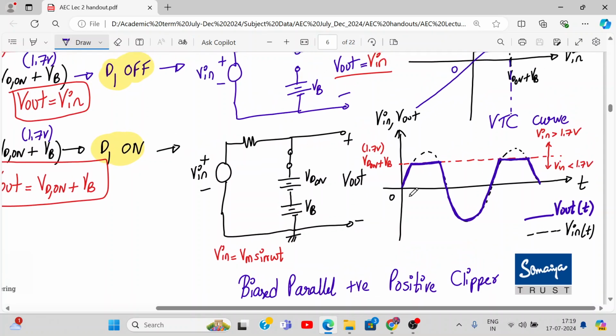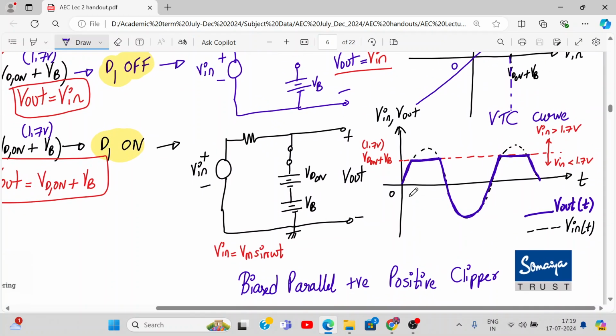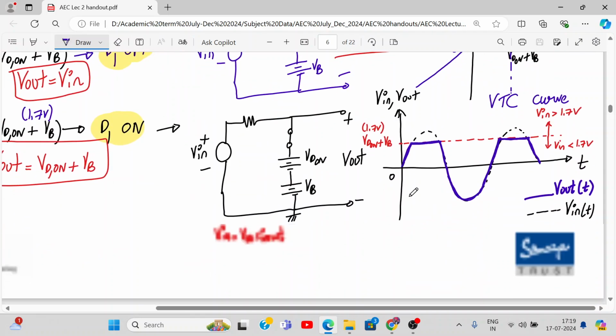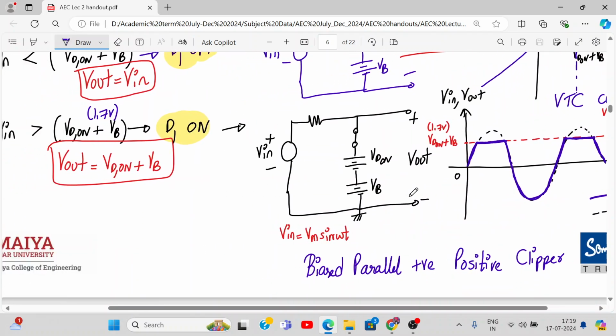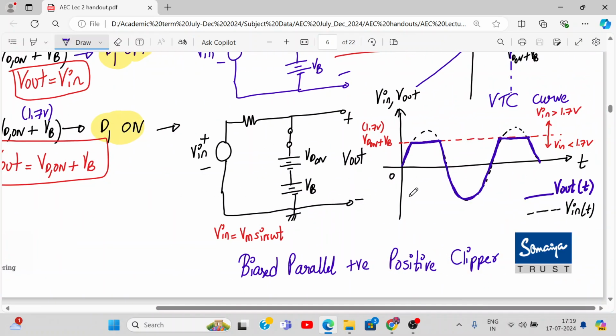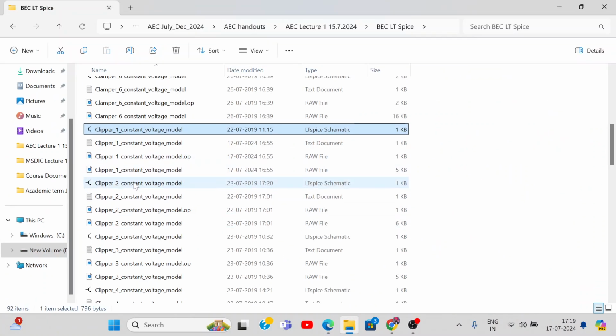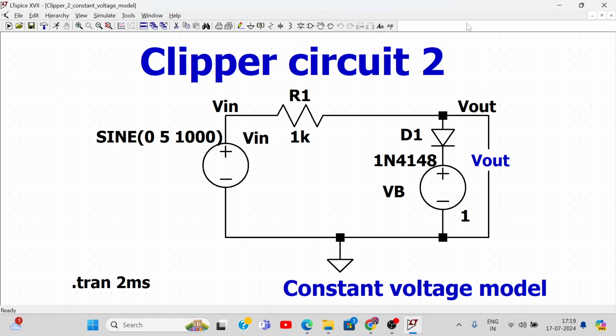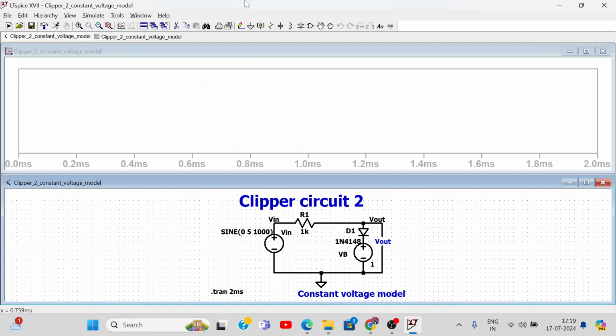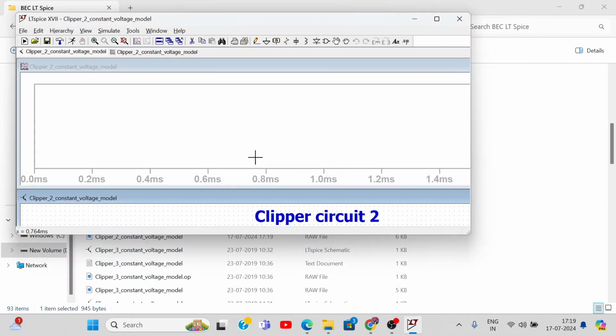All right, students, is it clear now? If I'm going too fast or too slow, please let me know, or this is fine. Let me show you the LTspice simulation. I'll teach you how to use this. So here also, if you see, I've added a 1 volt battery. Now if I simulate this, let me observe the waveforms.